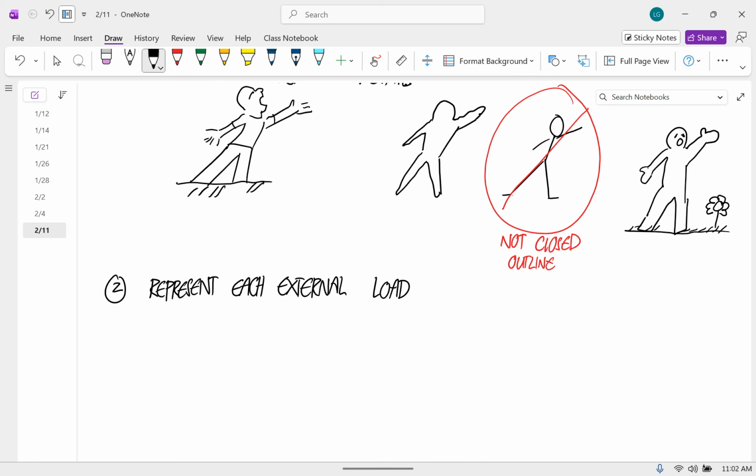And loads, when we're talking about particle stuff, loads only means forces. But later when we talk about rigid bodies, this will also mean couples. And it's each external load acting on the chosen object.